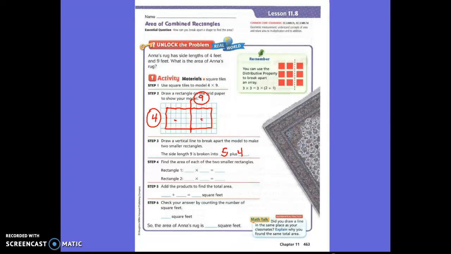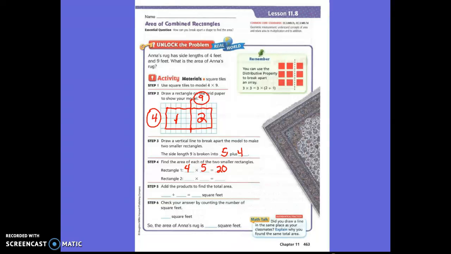So this rectangle, I'm going to call this rectangle 1. Okay? What is the length for rectangle 1? 5. How tall? 4. So what is the length? 4. Okay. What is the width? 5. Can you easily multiply 4 times 5? Yes. What is 4 times 5? 20. Okay.